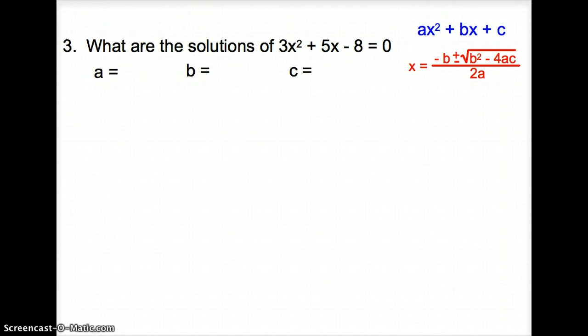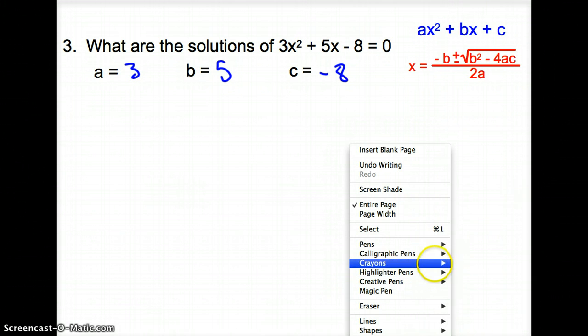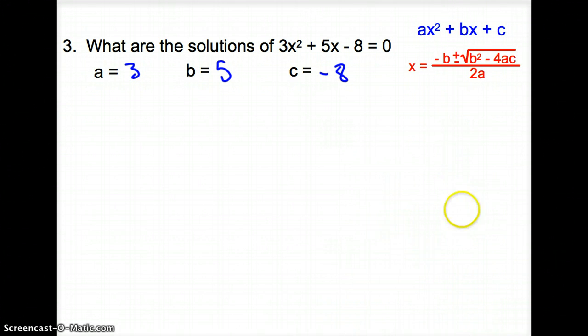So the question here is, what is the solution to this equation? First, we have to find our a, b, and c. Our a is 3, our b is 5, and our c is negative 8. I'm going to change the color here and plug these numbers into the quadratic formula over here in the red.